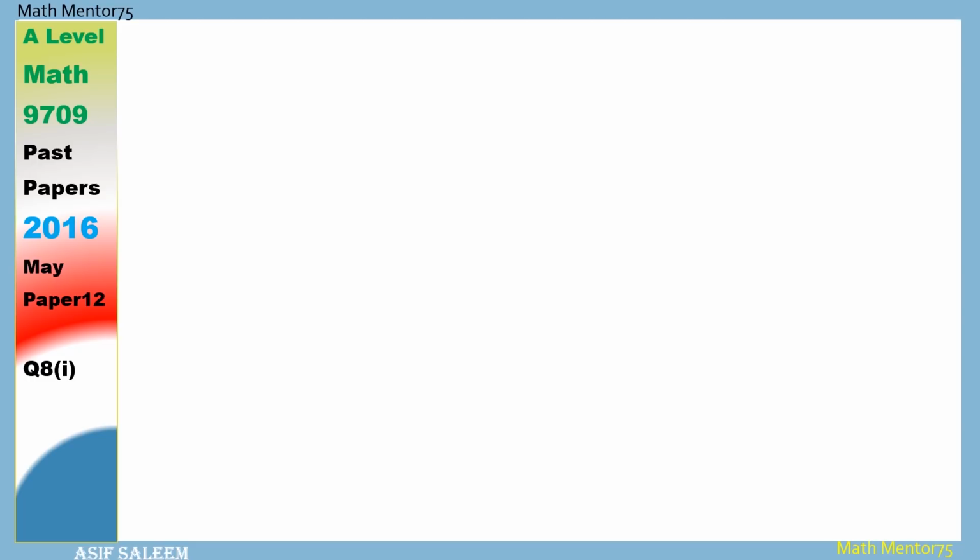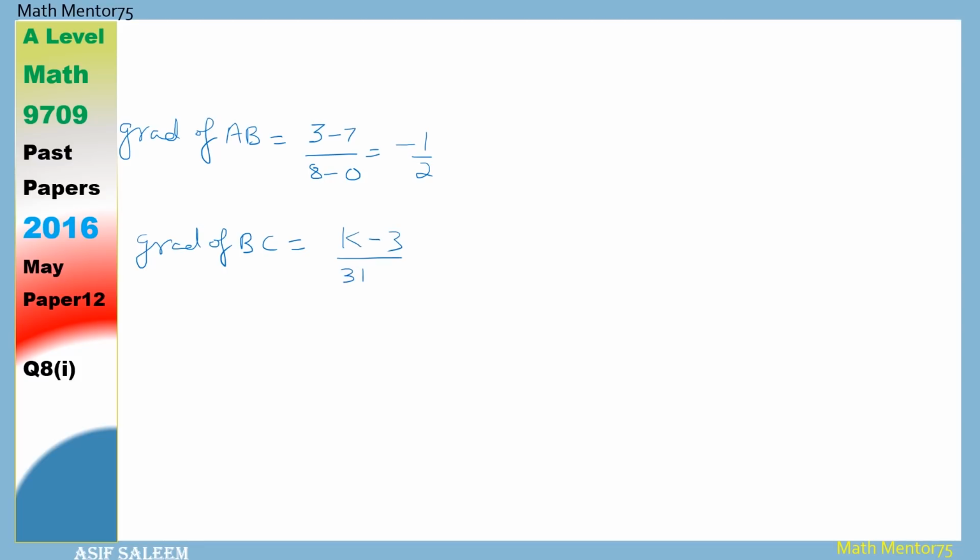Now let's find out the gradients. So what would be the gradient of AB? Gradient of AB, y2 minus y1, 3 minus 7, over x2 minus x1, 8 minus 0. That would be minus 4 over 8, minus 1 over 2. Now let's find the gradient of BC. Again, the formula is the same, y2 minus y1 over x2 minus x1. Now as these two gradients are the same, it means they are collinear.